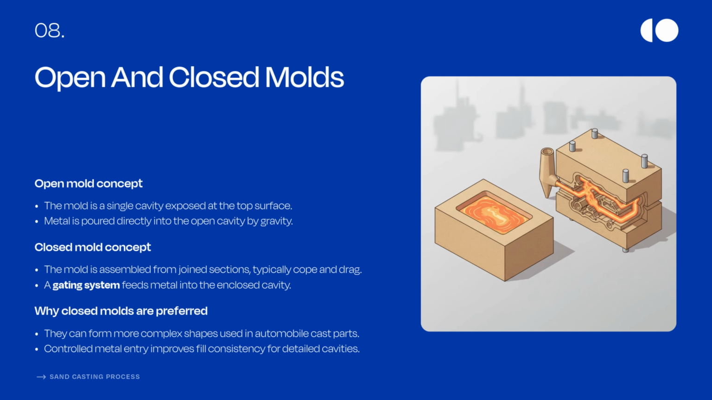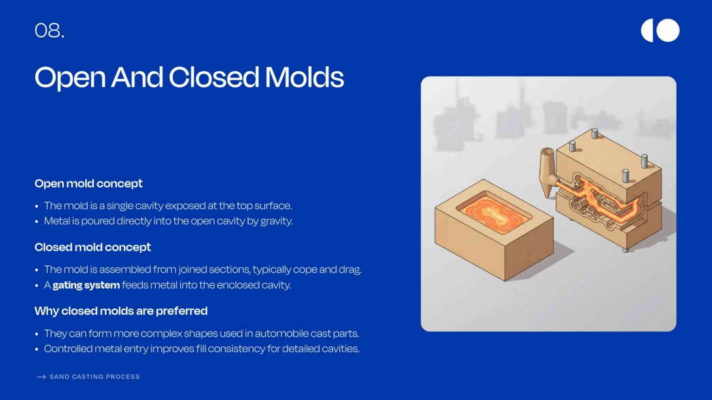There are two major types: open and closed molds. In the open mold concept, the mold is a single cavity exposed at the top surface. Metal is poured directly into the open cavity by gravity. You can see the figure on the right side, the first one. The second one is the closed type.